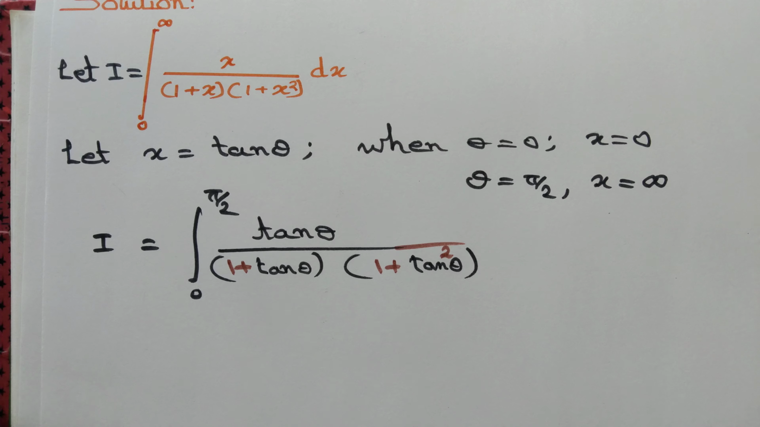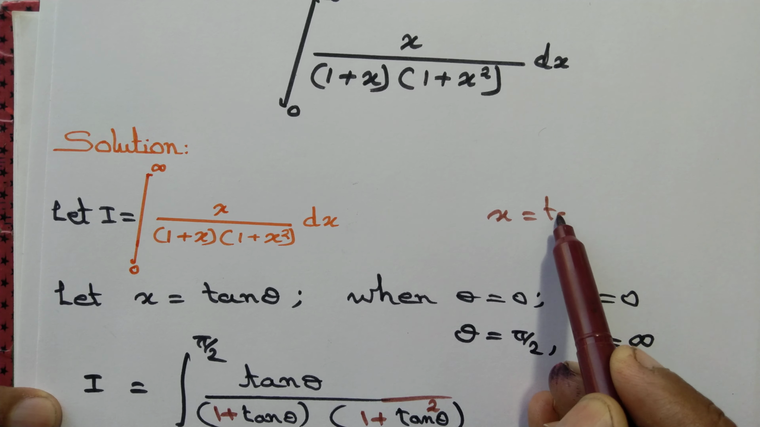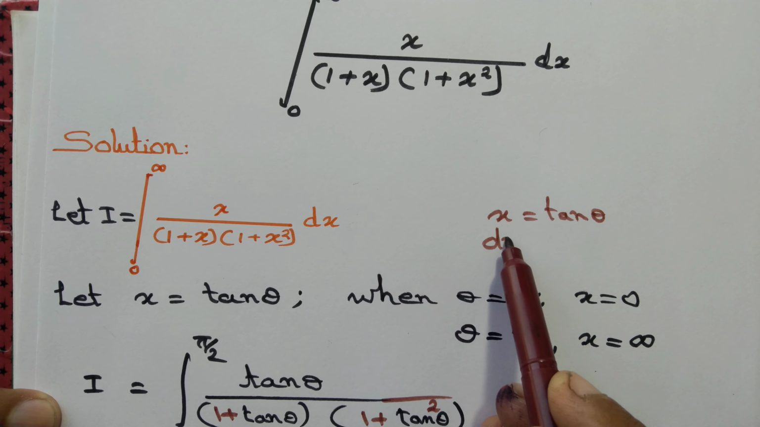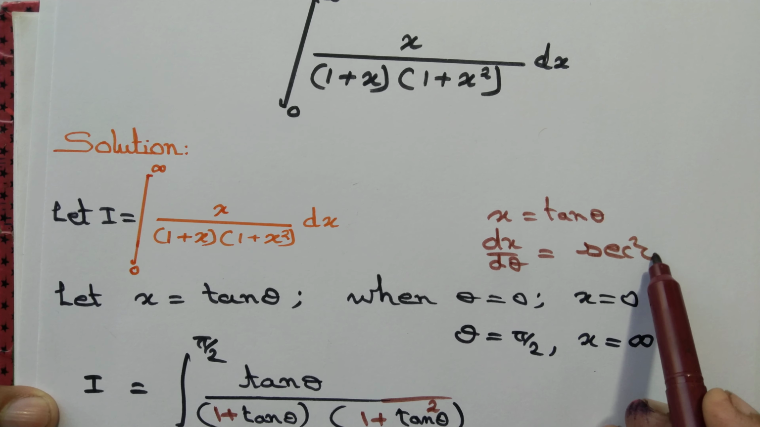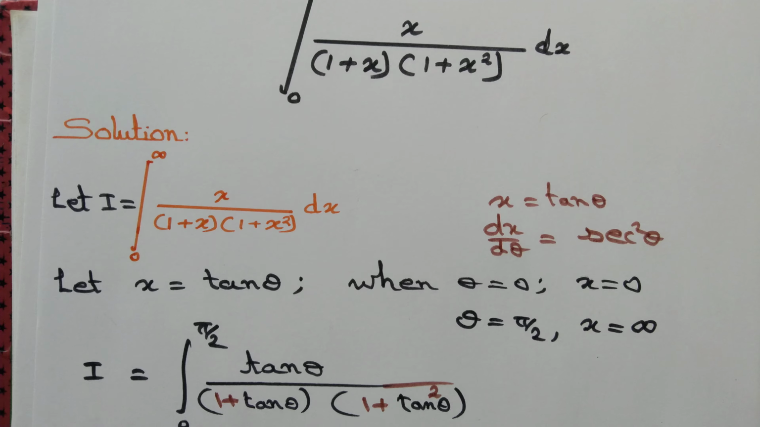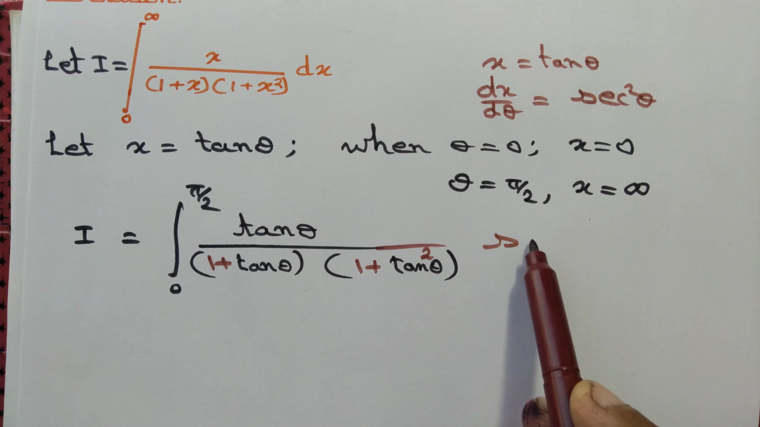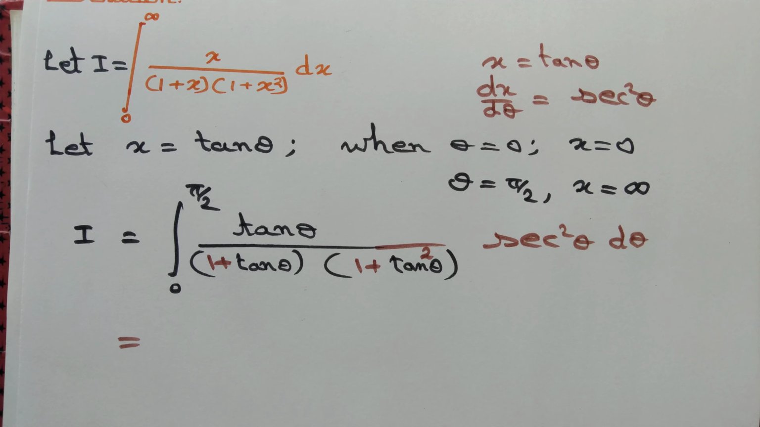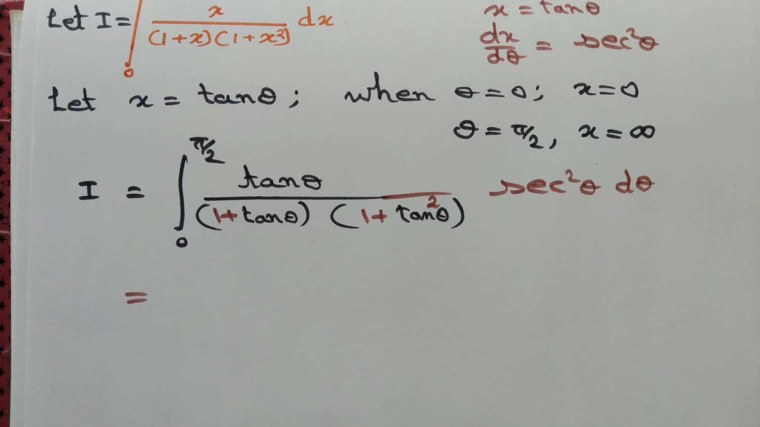How about dx? You see that when I let x equal tan theta, then I can differentiate both sides with respect to theta to say that dx by d theta equals the derivative of tan theta, which is sec squared theta. So I can write dx is sec squared theta d theta. Wow, we can see that we get a much simpler expression. That's because 1 plus tan squared theta is sec squared theta and we can cancel sec squared theta out. Let's do it.